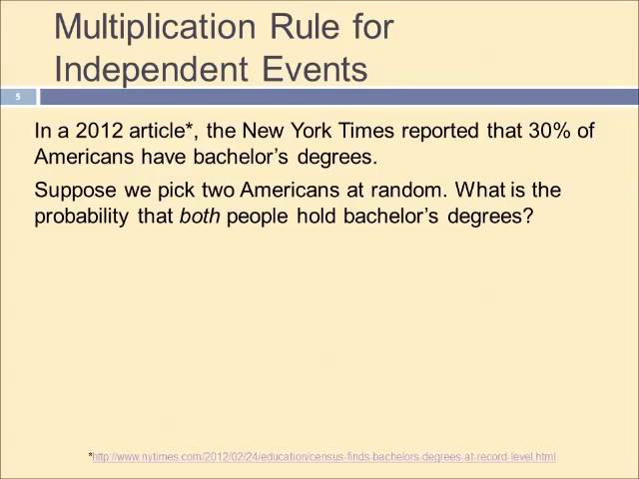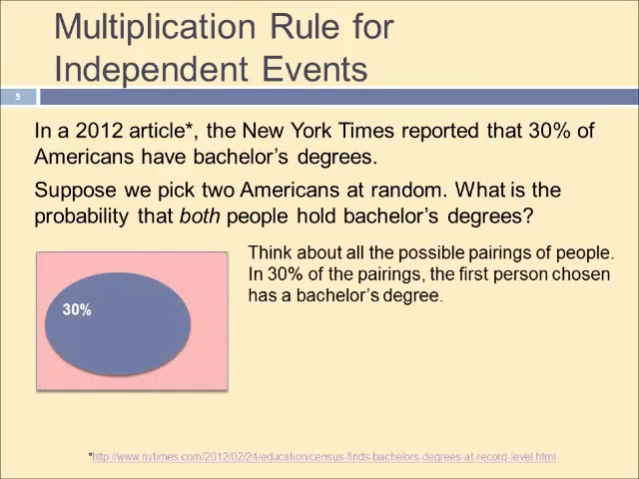Okay, here's a multiplication rule, just to give it a bit of background. In a 2012 article, the New York Times reported that 30% of Americans have bachelor's degrees. So suppose we pick two Americans at random. What is the probability that both people hold bachelor's degrees? And we can think about it this way. Let's think about all the possible pairings of people.